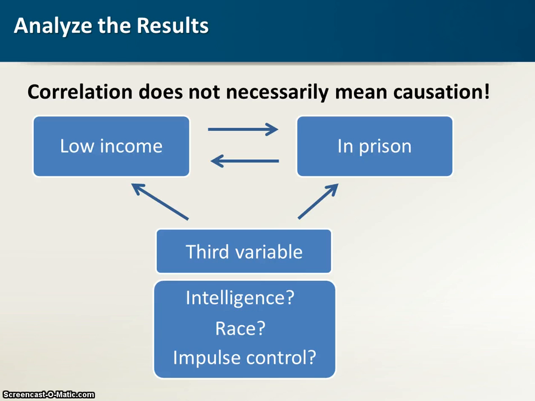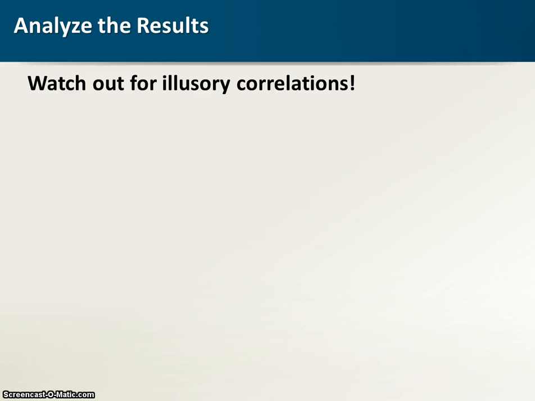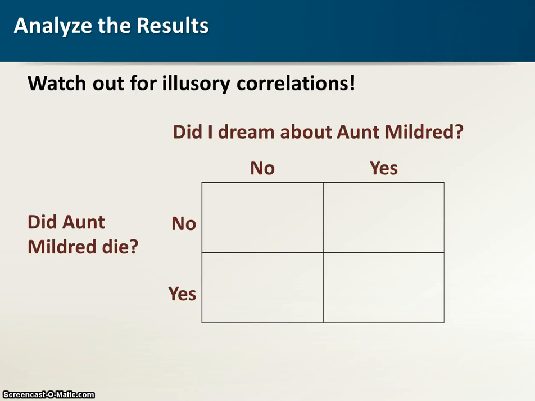Now, there are other possibilities here. We also have to keep in mind that it could be illusory. It could be that two things have a statistical relationship and it's just a coincidence. So the chart I'm going to show you here is if we look at people who sometimes wonder whether dreams predict the future. Someone says, oh my gosh, I dreamed about Aunt Mildred and then she died. But here's the thing. Most of the time, on any given day, you're not going to dream about Aunt Mildred and she's not going to die.